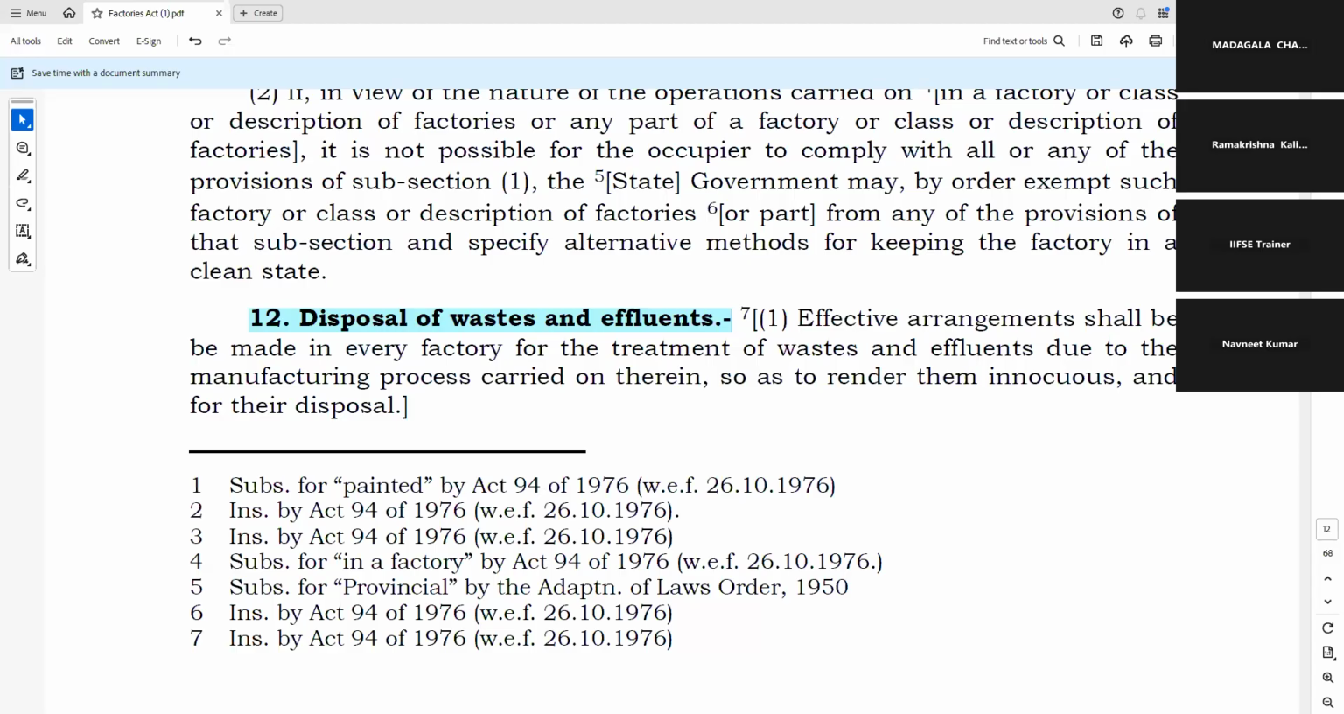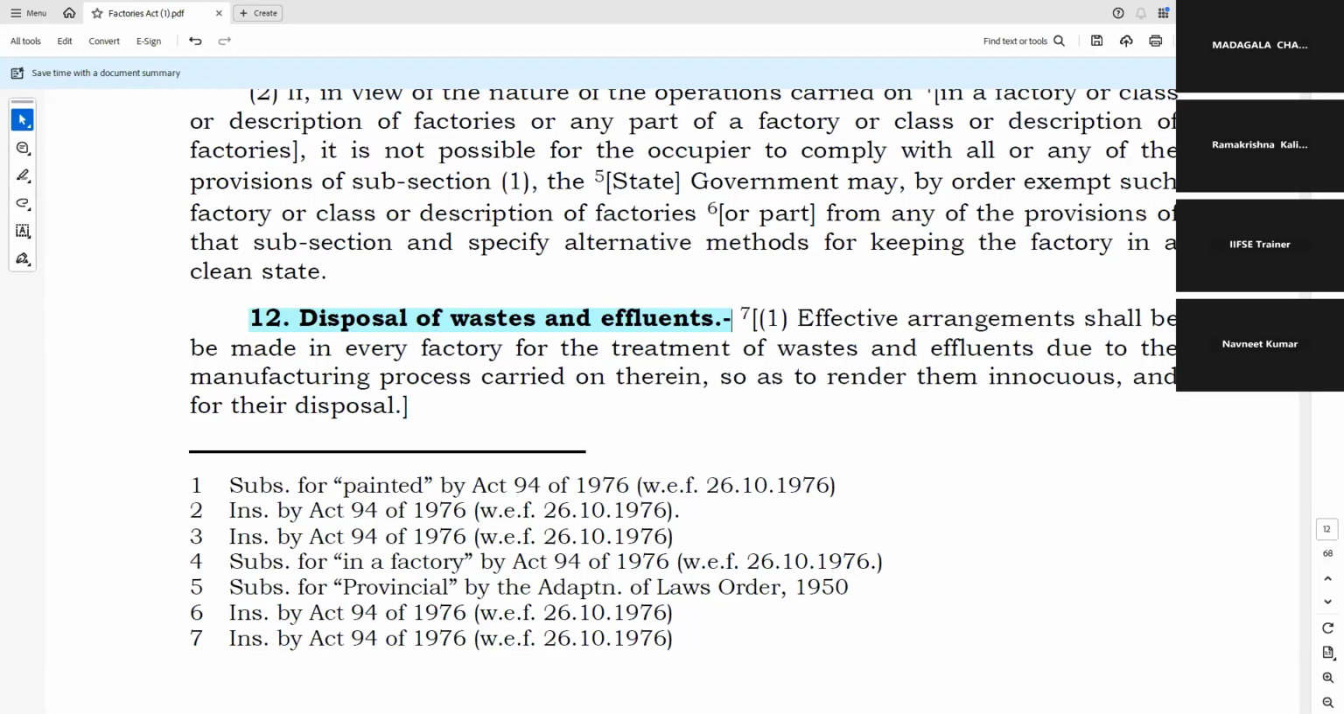Fine. So here what the section is telling is that effective arrangements shall be made in a factory for the treatment of waste and effluents due to the manufacturing process carried out. When you say waste, we talked about it. And we have effluent. What are the different types of effluents?